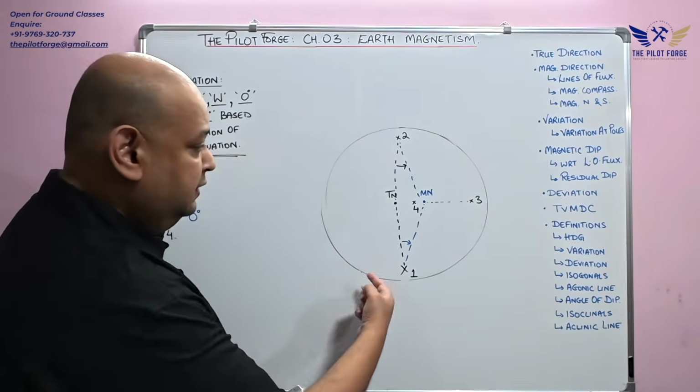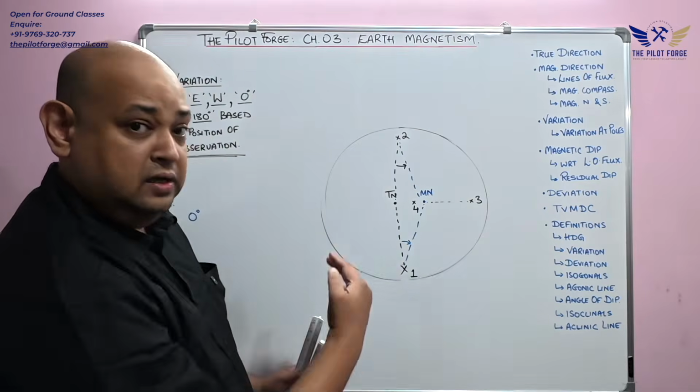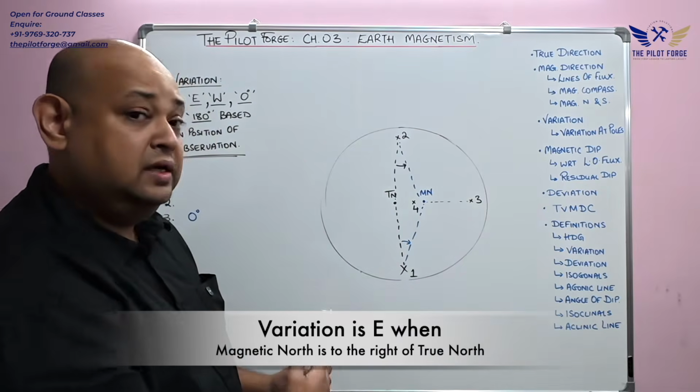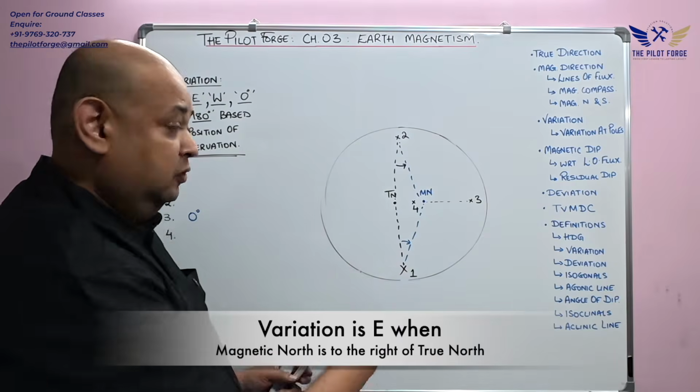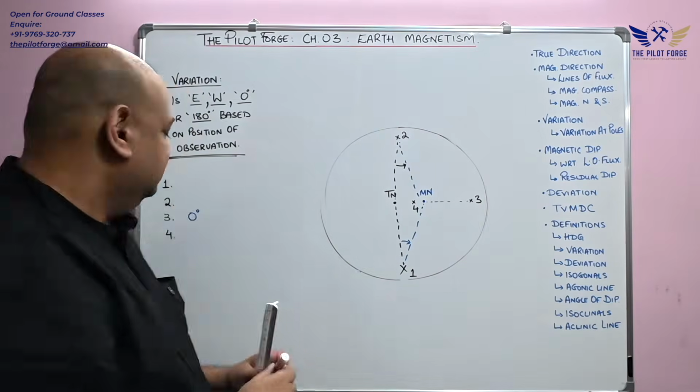Now at position 1, you can see that magnetic north is to the right of true north, which means it is to the east of true north. Therefore, variation now is east.